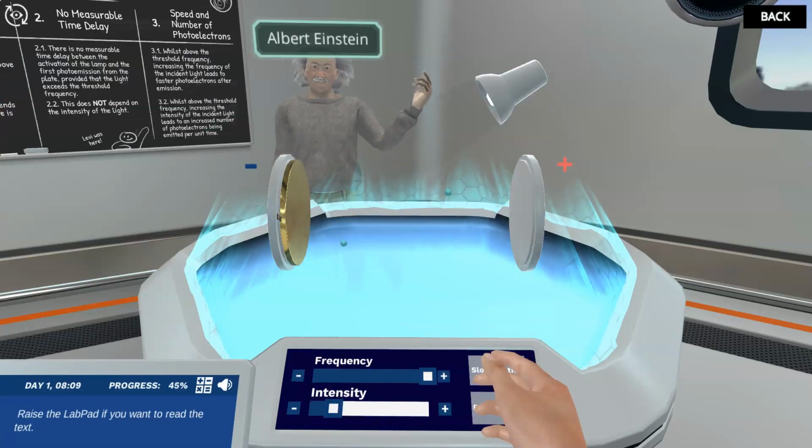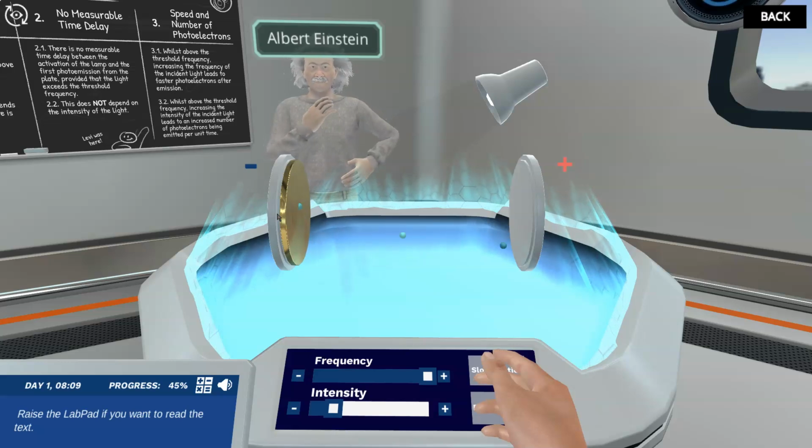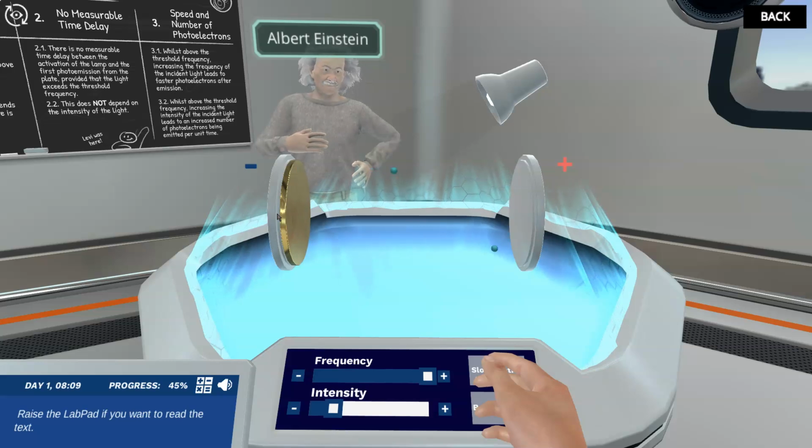Exactly. If we switch to a plate with a higher work function, for example from zinc to gold, we see that the threshold frequency increases. This seems to suggest that threshold frequency has something to do with the work function. Well done.